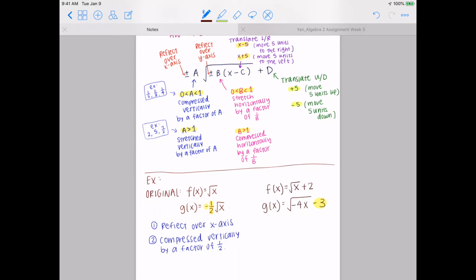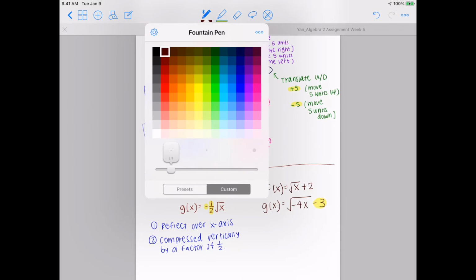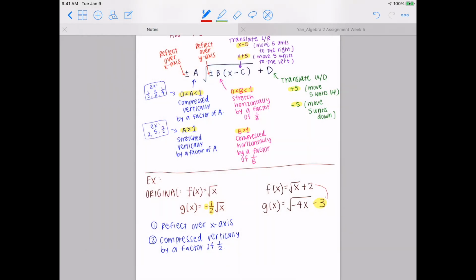So from 2 to negative 3, it actually went down 5 units, because if you look at the number line, 2 to negative 3 is down 5 units. So that's one thing: translate down 5 units.